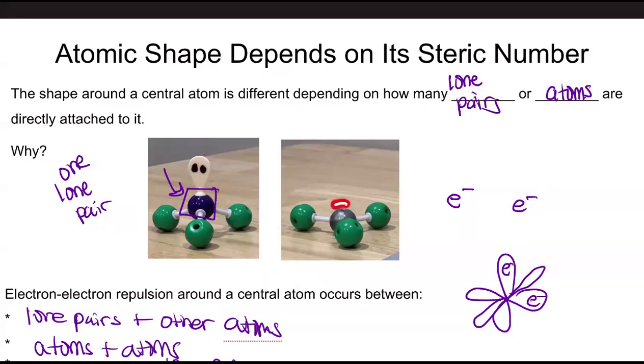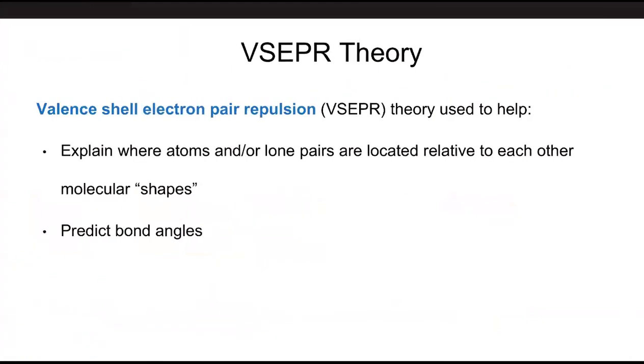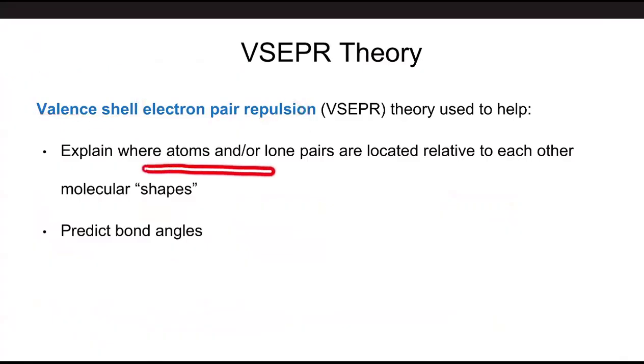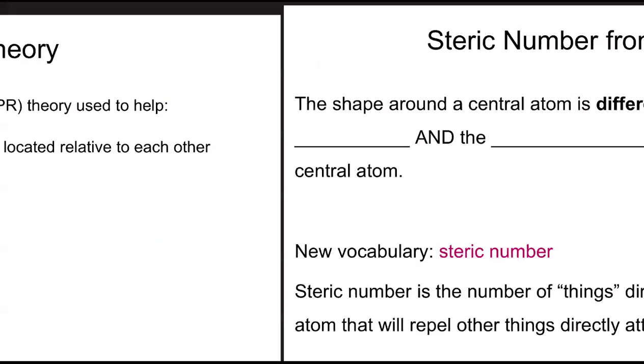What would you call this, central or pendant atom? Hopefully you said that's the central atom, and these are the pendant atoms. So let's keep on moving. There's this idea, it's a terrible name, valence shell electron pair repulsion. The electrons on the outermost shell of your atom, these valence electrons repulse each other, and they help us explain where the atoms and lone pairs are relative to each other, which dictates the shape of a molecule, and we can use that to predict bond angles.